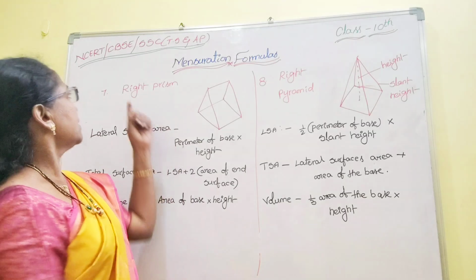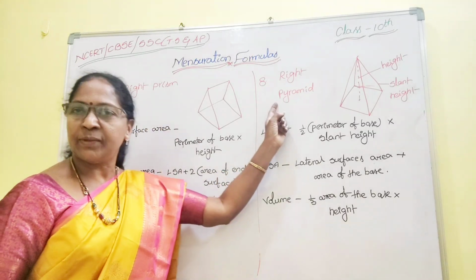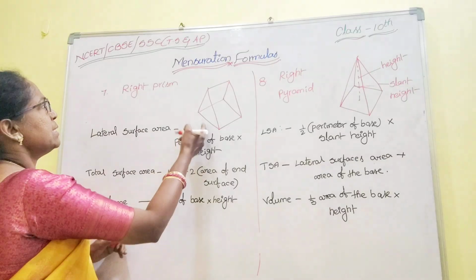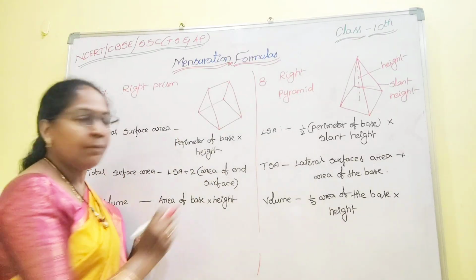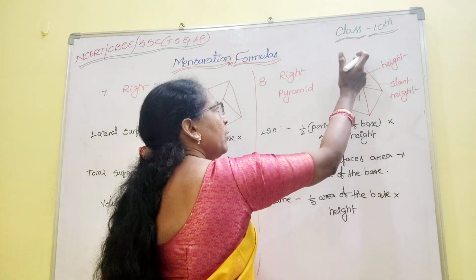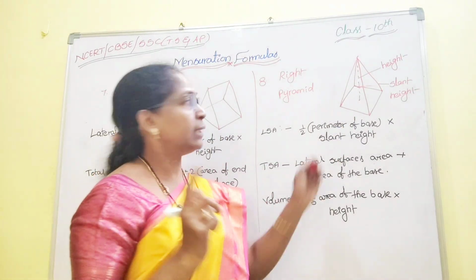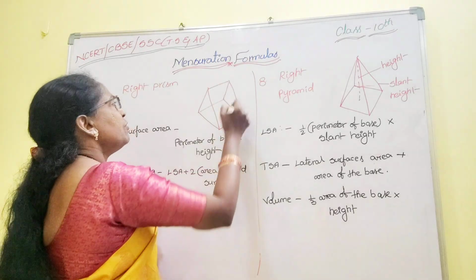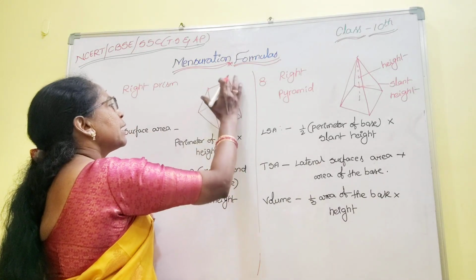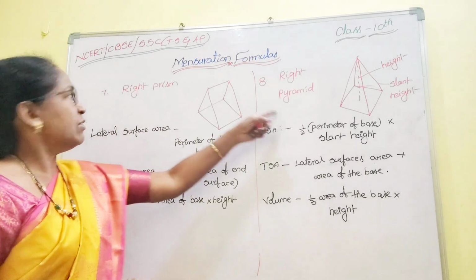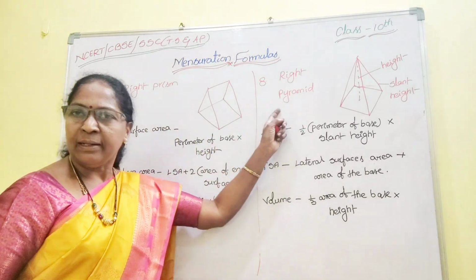Next one is the right prism, and next one is the right pyramid. Prism and pyramid. Here this is the prism shape. See now, this is a prism, and a pyramid means all edges join at one point. This is cone shape. See now, here if you observe, these faces are rectangular shaped faces. So this is the difference between the right prism and right pyramid.